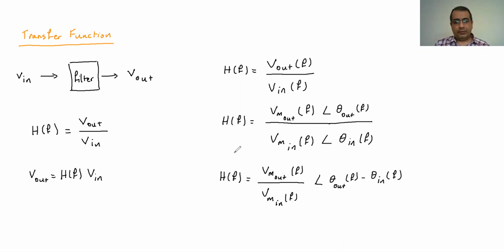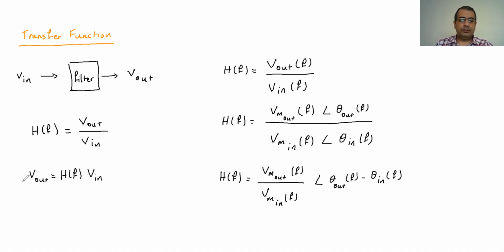So why the transfer function is important is that if we know the transfer function, we can simply multiply it by the input signal in the frequency domain. So assume we have the transfer function of the filter in the frequency domain, and we convert the input signal to the frequency domain, we just simply multiply them.